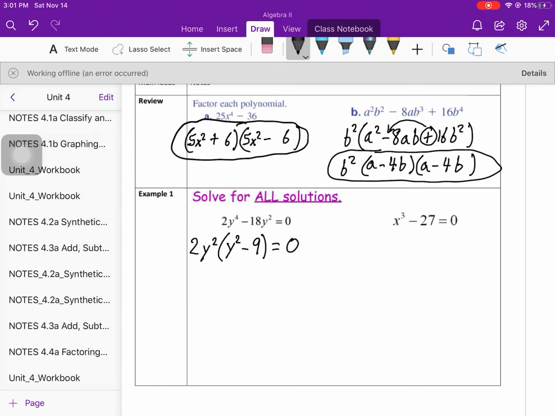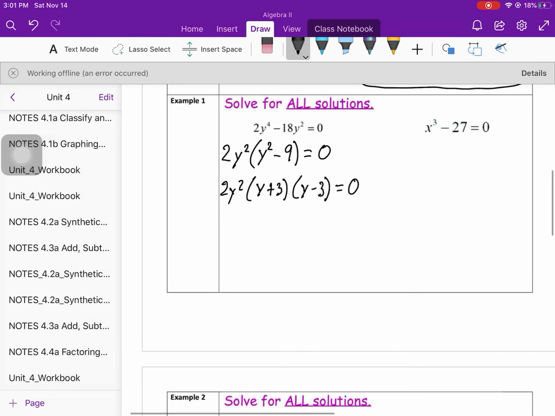Now we can actually take y squared minus 9 a step further too. So keep the 2y squared on the outside, and that's a difference of squares, so y plus 3 and y minus 3. Now remember that each part should give us a solution. So we can start with the 2y squared. You might want to set this one equal to 0. Divide it by 2 on both sides. We get y squared equals 0, because 0 divided by anything is 0.